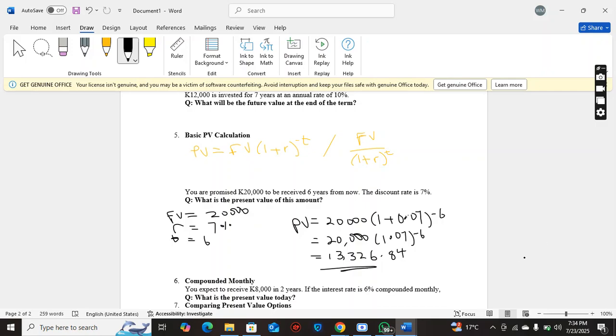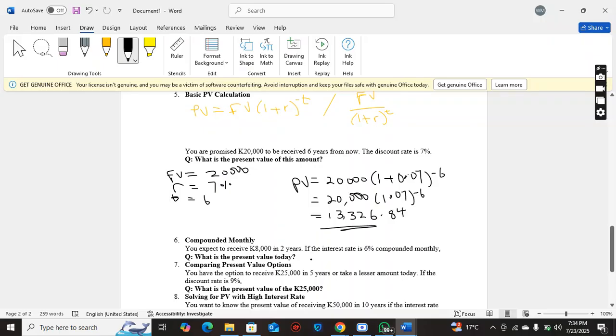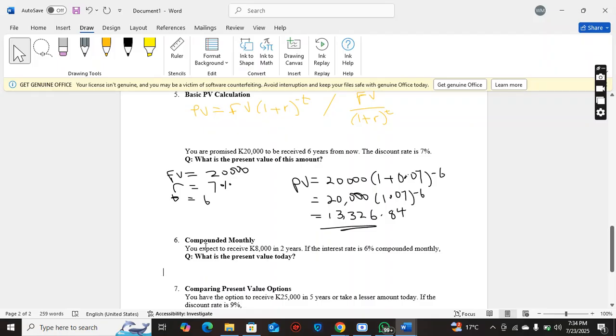All right. I'll move to the next one now. We'll bring in compounding now. You expect to receive 8,000 in 2 years. If the interest rate is 6% compounded monthly, what is the present value today? Okay. So if you want to have an 8,000 in 2 years' time, and your bank is saying the interest is compounded monthly and the interest rate is 6%, basically, how much should you invest today? Okay. So here now we've brought in compoundings.